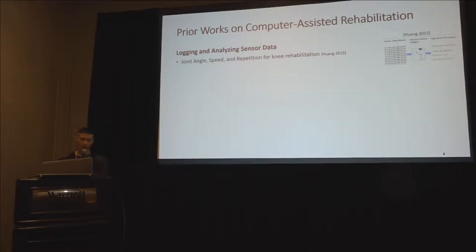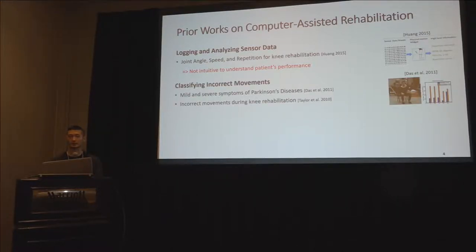So researchers attempt to improve rehabilitation practices with computer technology. First, they try to log and analyze sensor data to track exercise metrics such as joint angle and number of repetitions. However, according to user studies, therapists consider analyzing sensor data still not intuitive for understanding individual patients' performance. Another approach is to classify the occurrence of incorrect motion with sensor data and machine learning. However, the problem is that this simple binary detection cannot provide the diverse levels of the patient's performance.